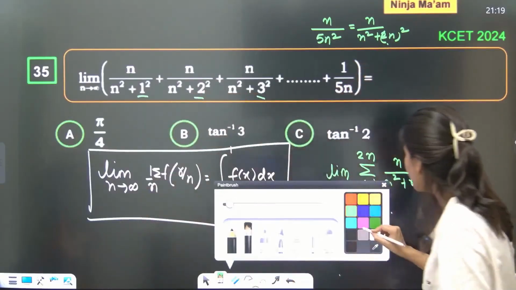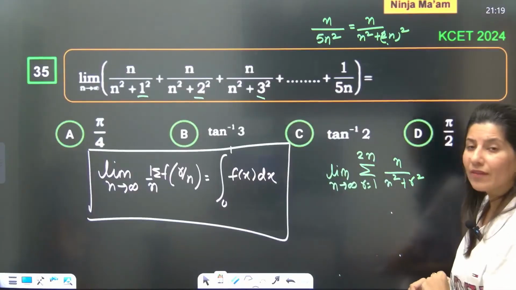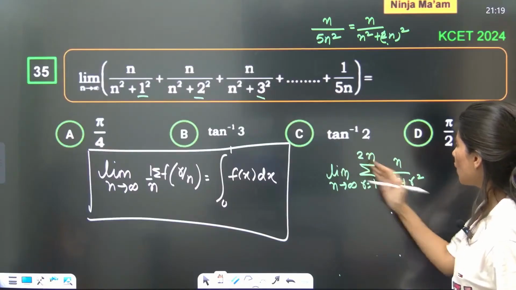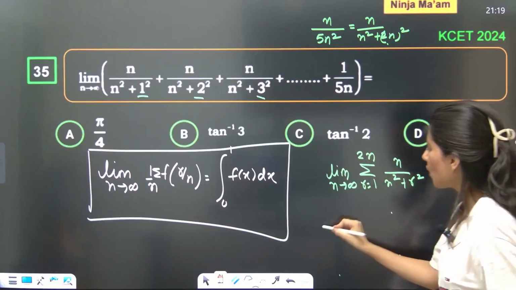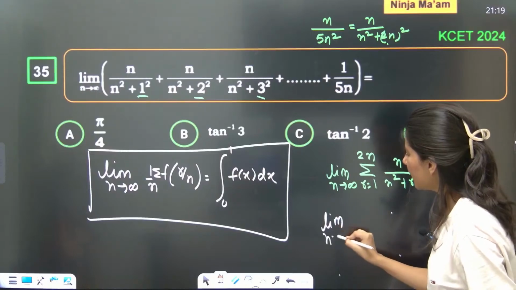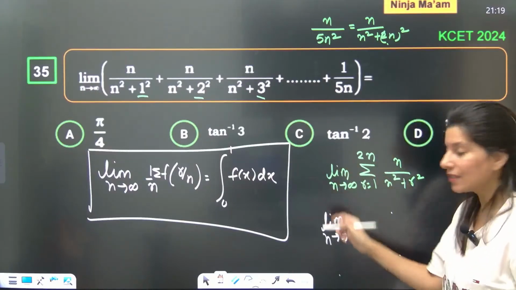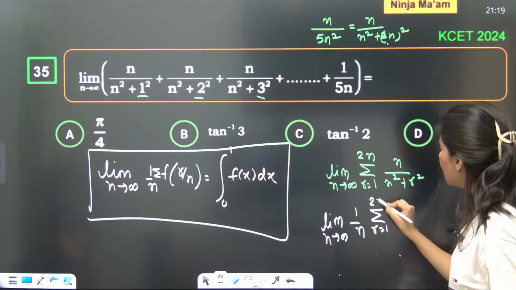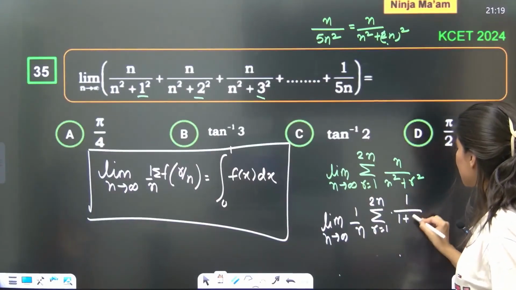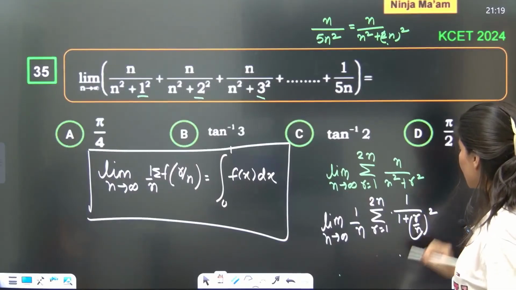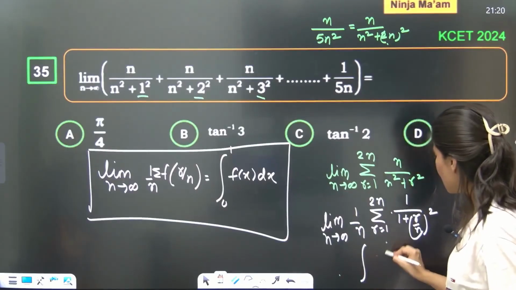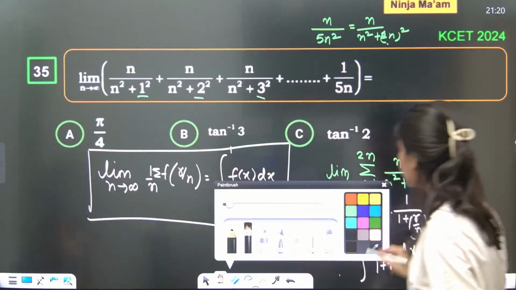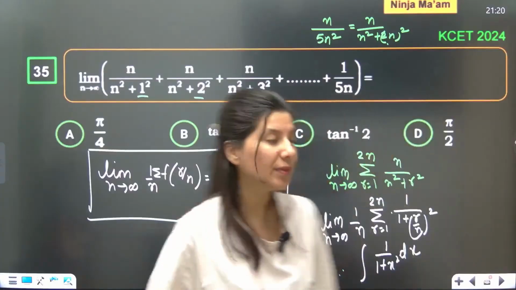Now what we need to do is convert this. How are we going to do that? First of all, I am going to take n common from the numerator and n square common from the denominator. So limit n tends to infinity, this is 1 upon n, sigma r equals 1 to 2n, and this is 1 upon 1 plus (r by n) whole square. So this is the integration of 1 upon 1 plus x square dx. But the question arises, what will be the limit?